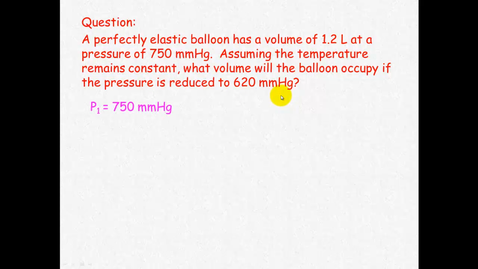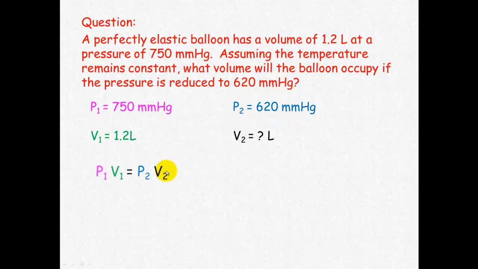Read it like a book. A perfectly elastic balloon has a volume of 1.2 litres at a pressure of 750 millimetres mercury. So P1 is 750 millimetres mercury and V1 is 1.2 litres. Assuming the temperature remains constant, what volume will the balloon occupy if the pressure is reduced to 620 millimetres mercury? P2 is 620 millimetres mercury, and volume is what we're trying to find out.